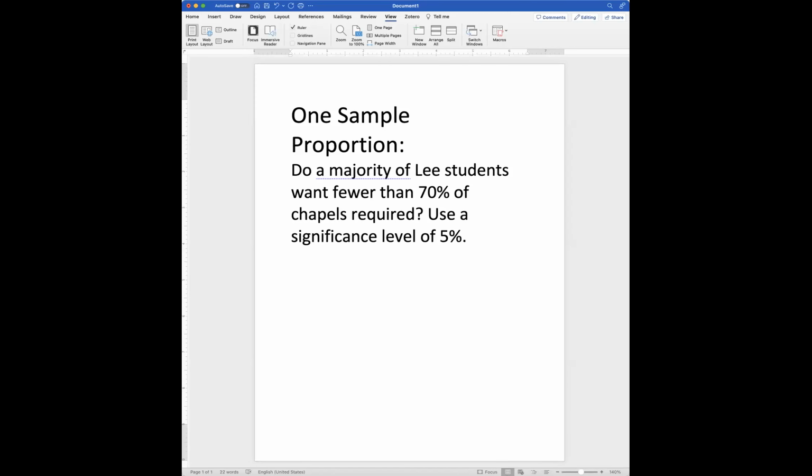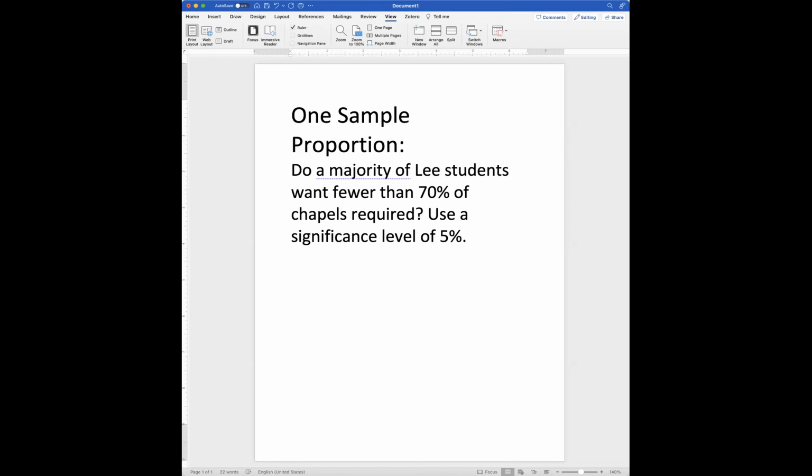Hello, today we're going to do a hypothesis test for proportion for one sample or one population. In this case, we're going to address the question, do a majority of Lee students want fewer than 70% of chapels required? And we're going to use a significance level of 5%.